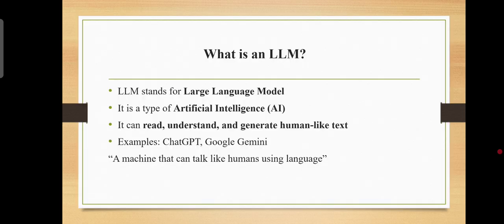Now that we have introduced the topic, let us first understand what exactly an LLM is. LLM means large language model. It is a type of artificial intelligence that can understand and generate human language. It is like a smart machine that can read, write, and talk like humans. For example, when you ask a question in ChatGPT, it gives you a proper answer in sentences. That is the work of an LLM.